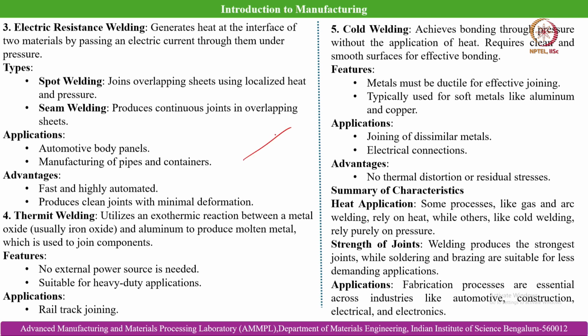When there are two plates placed in a lap configuration, and we create a bead because of the electric current passed through them, we call it resistance spot welding. When we get a series of beads, we call it resistance seam welding. These are the different classifications of electric resistance welding processes. The applications are automotive body panels, manufacturing of pipes and containers, etc. The advantages are that it is very fast and highly automated, and it can produce clean joints with minimal deformation.